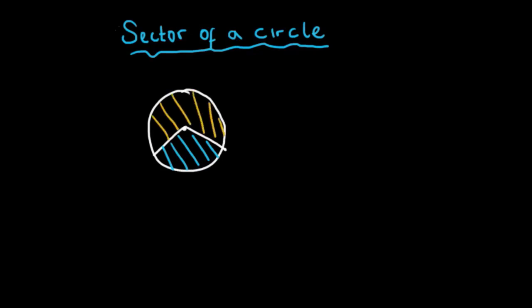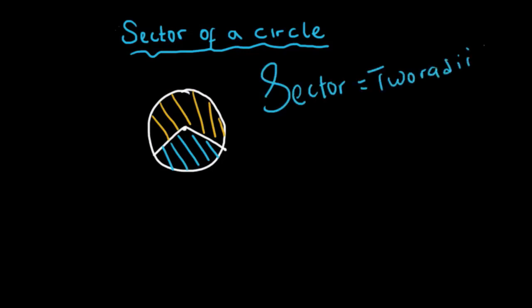Now, remember, in a previous video, I told you that the sector of a circle is 2 radii plus an arc. Now, if you look at this, we've got an arc, and then we've got 2 radii. If you look at this also, we've got an arc, and then we've got 2 radii. So we've got 2 sectors in this circle.